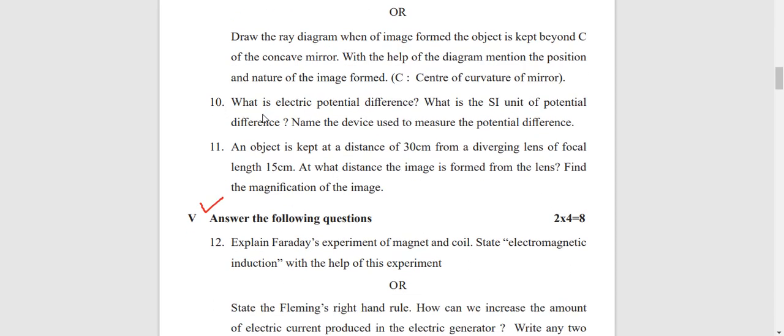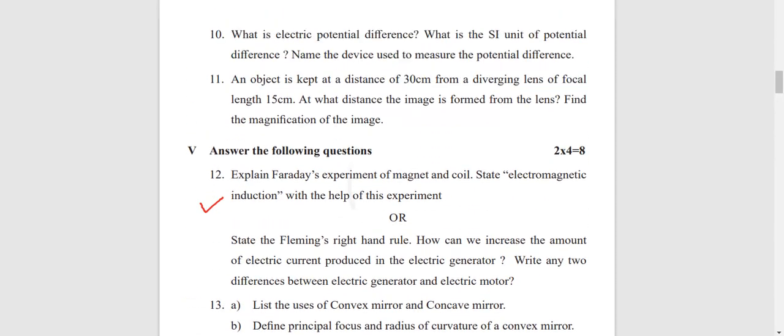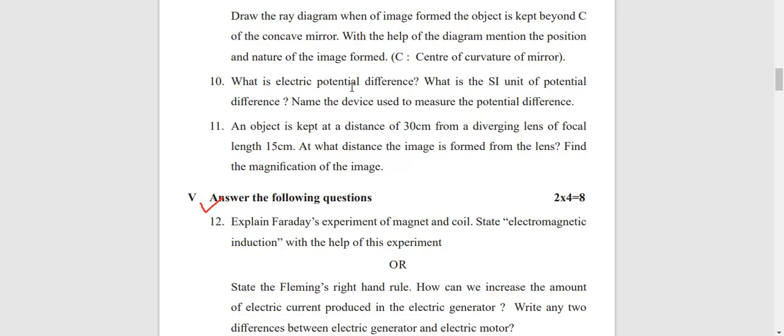Next, question number 10, what is electric potential difference? Just we have to write the definition of electric potential difference. What is the SI unit of potential difference? It's very easy, it's volt, right? Name the device used to measure the potential difference. It is also very easy. It's called voltmeter. So if you write the definition of electric potential difference, you'll get 1 mark. If you write the SI unit, that is volt, you'll get 1 mark. And if you write voltmeter, you'll get 1 mark. This question is very easy, correct?